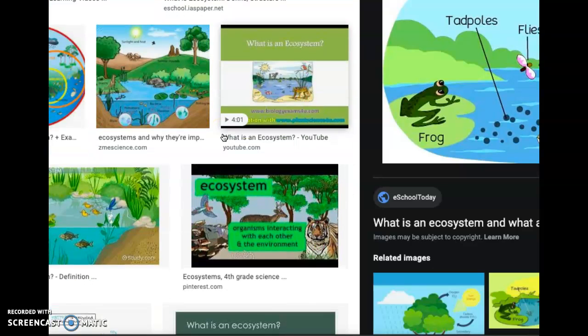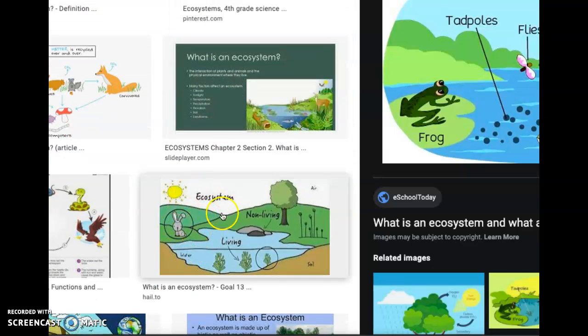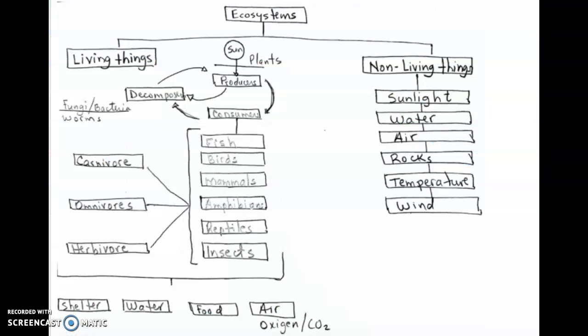So there are different examples for ecosystems. All of them have this in common. It's just the interaction between the living things and the non-living things. So the graphic organizer shows this relationship. You have the living things on the left and then the non-living things to the right.